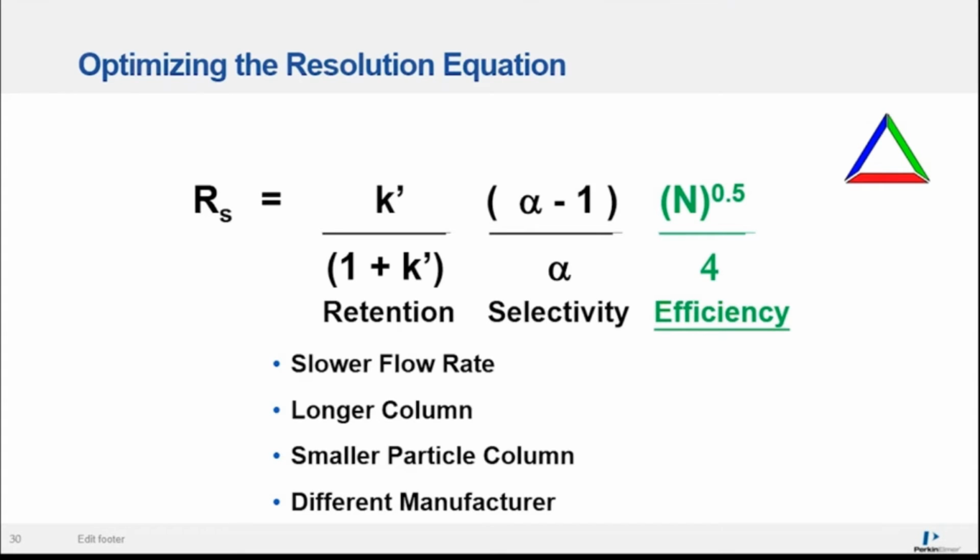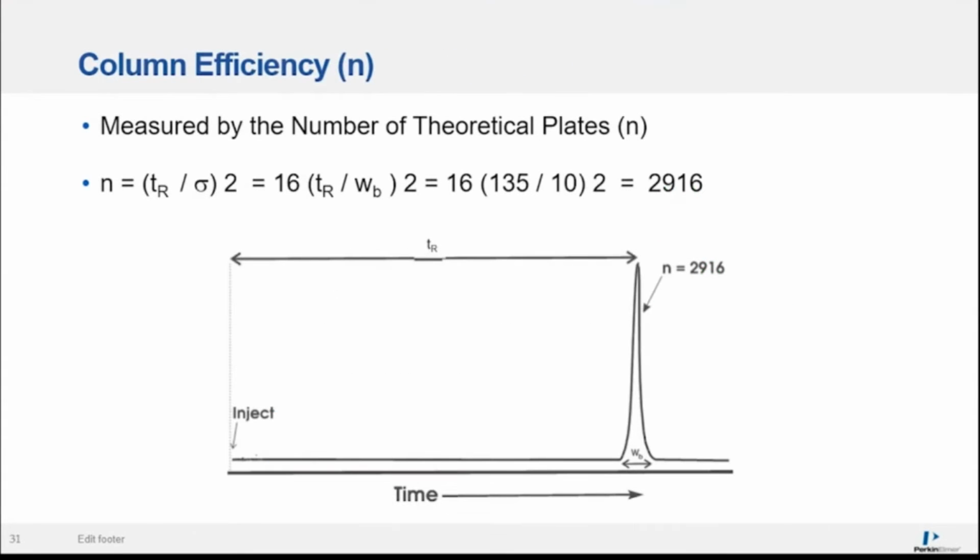Now, I mentioned efficiency. What do I mean by that? Well, basically, we call column efficiency N, or the number of theoretical plates. The greater the number of theoretical plates, the more likely the column will be able to separate the compounds that you want. One way to calculate it is 16 times the retention time divided by the width at base, squared. And again, the greater the number of theoretical plates, the greater the resolving power of your column.